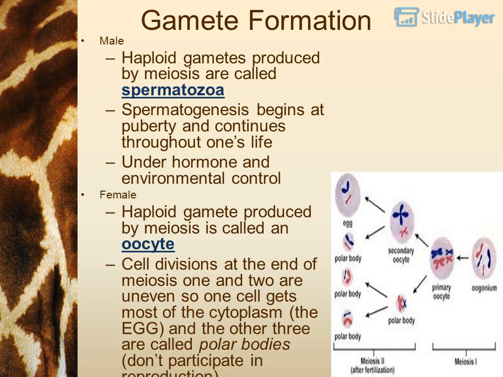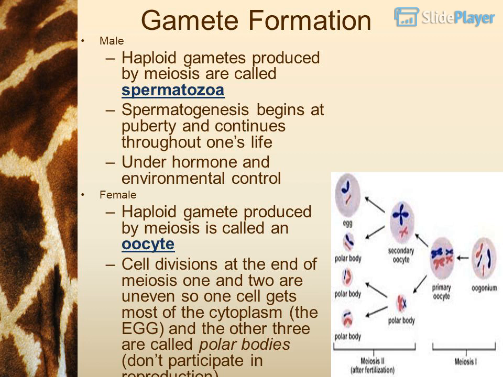Female. The haploid gamete produced by meiosis is called an oocyte. Cell divisions at the end of meiosis 1 and 2 are uneven, so one cell gets most of the cytoplasm, the egg, and the other 3 are called polar bodies, which don't participate in reproduction.